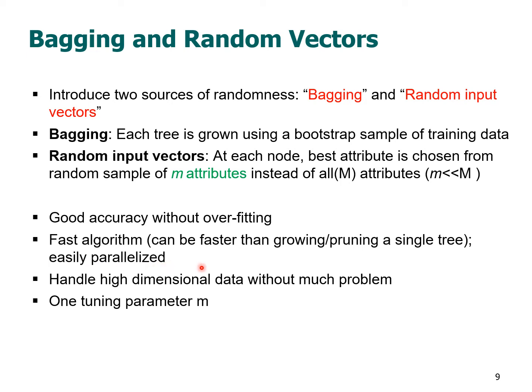In other words, you can construct the decision trees in a parallel manner, and it can handle high dimensional data without much problem. Because when you construct a decision tree, the best attribute is chosen from a sample, a subset of attributes, not the entire attribute set. By doing so, we are able to handle high dimensional data. And m is the size of the subset of attributes here. So m is the parameter of random forest. This m is a tuning parameter in random forest.